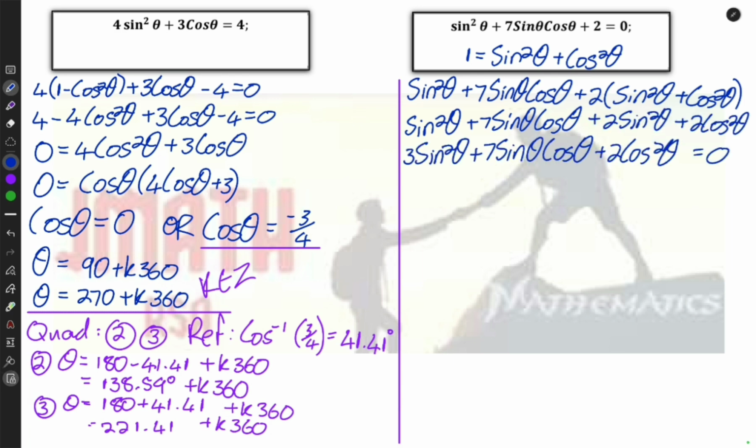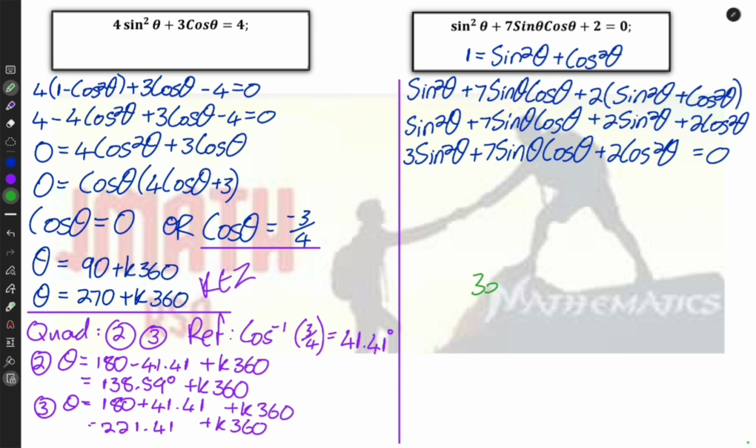After writing all of that out, adding the like terms, we get to 3 sine squared theta plus 7 sine theta cos theta plus 2 cos squared theta. Wow. Okay, that thing is a trinomial. So like I said in a previous part of this video, you can change this to algebra if that's going to help you. Let me just show you what I mean.